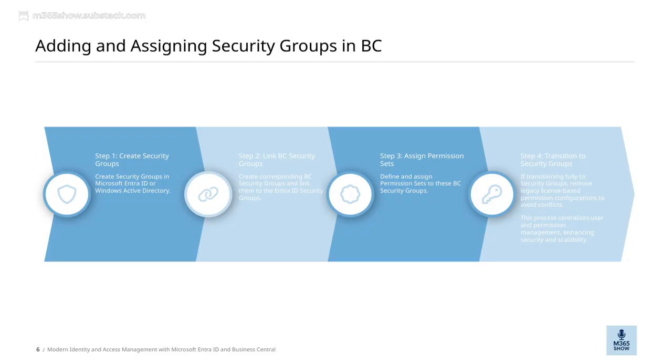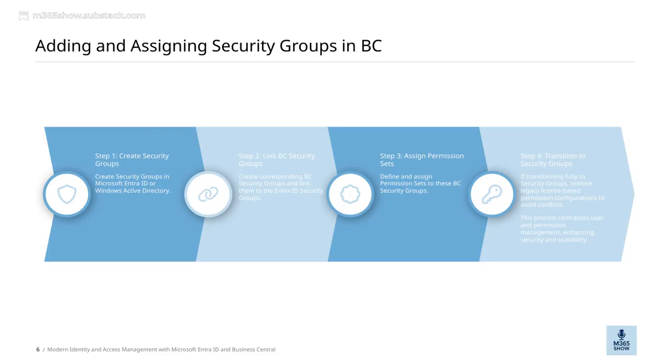First, you create security groups in Microsoft Entra ID or Windows Active Directory. This is the foundation. Next, you link these Entra ID security groups to corresponding Business Central security groups. This linkage is crucial for maintaining consistency across your systems. Then, you create the Business Central security groups themselves and connect them to the Entra ID groups, establishing a clear and manageable structure. Finally, you define and assign permission sets to these Business Central security groups.